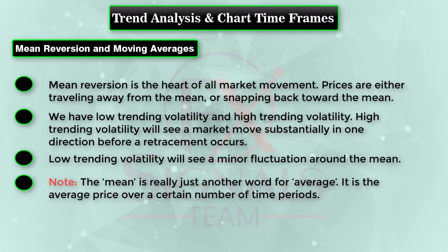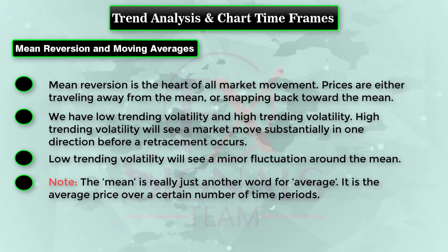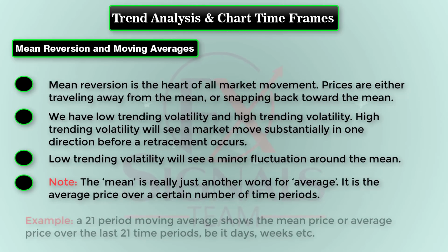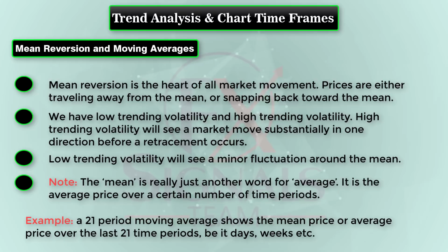Note: the mean is really just another word for average. It is the average price over a certain number of time periods. Example: a 21-period moving average shows the mean price or average price over the last 21 time periods, be it days, weeks, etc.